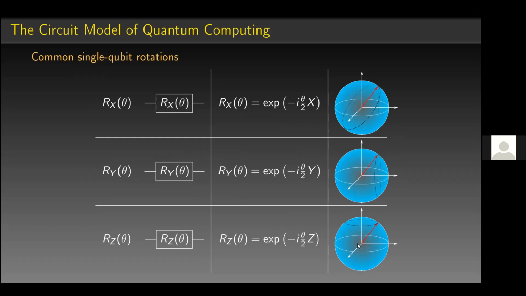So R_z is taking this red vector here and would just rotate it around the z-axis. R_y would rotate it around the y-axis, and correspondingly, R_x would rotate it around the x-axis with some angle theta.